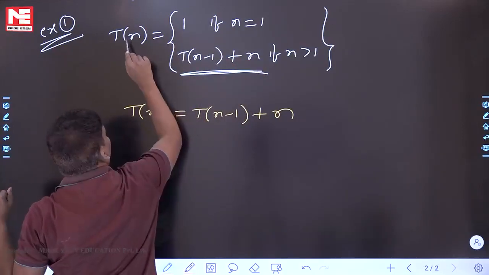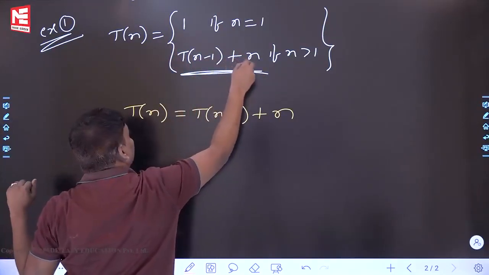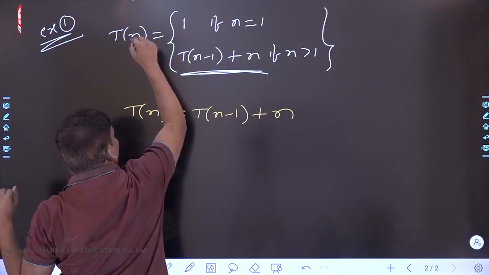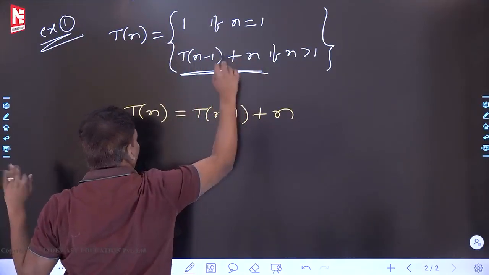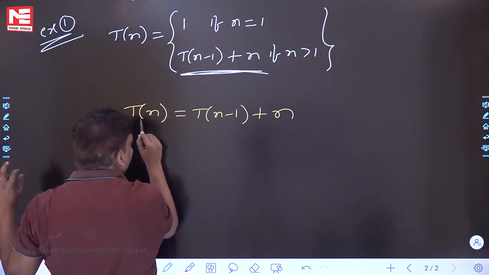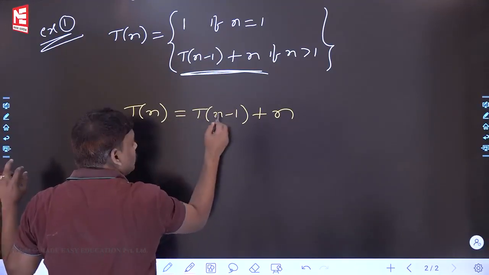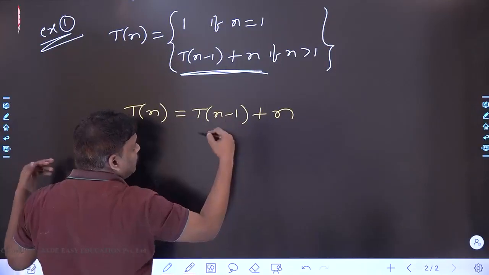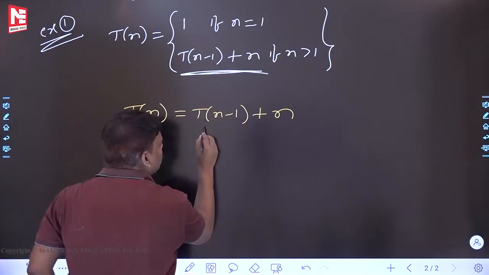It's okay. What about T10? T10 is equal to T9 plus 10. What about T100? T99 plus 100. If you are okay, what is the meaning of substitution method? Substituting the given function. What is the given function? T. Substituting the given function repeatedly until the given function is removed. This function I have to substitute.